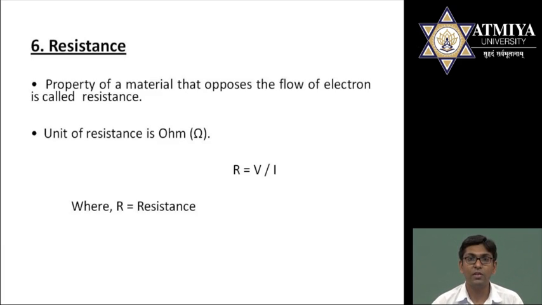So let us go towards our next definition, and that is of resistance. That is a property of material that opposes the flow of electron. You also can say it is the property of material which opposes the flow of current. Now what is the unit of resistance? It is ohm. R is equal to V upon I, where R is resistance. R is equal to V upon I equation can be given from Ohm's law, which is a very famous law. It is V is equal to I into R. So from that equation we can find out the value of resistance as well, if we know voltage and current.